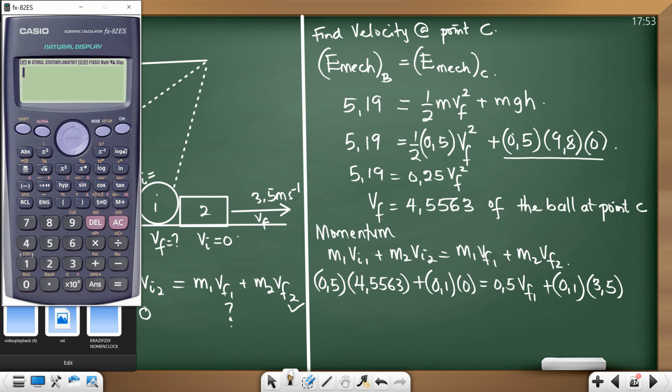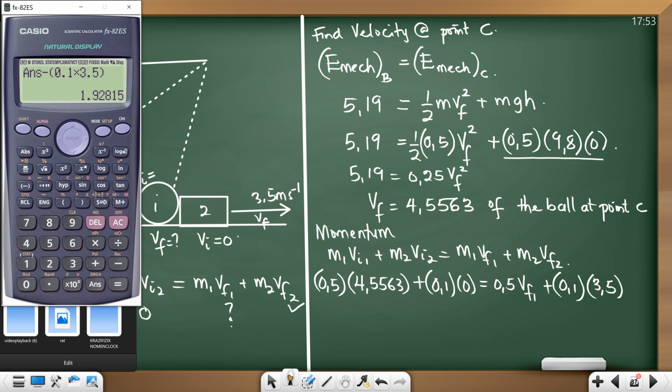But let's see, what would I have done as a person? All right, I would have said 0,5 times 4,5563. That's on the left-hand side, right? Okay. Now I am going to bring in that other one from the right-hand side to the left. All right. The 0,1 times 3,5. If I bring it from the right to the left, it becomes minus. So 0,1. I hope my maths make sense. There we go. 1,92815.